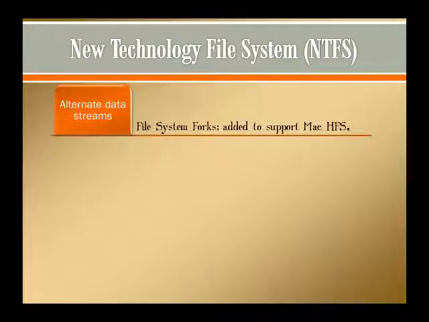So for the next one, we're going to talk about alternate data streams. This is also known as file system forks. Now, it was added to support Mac hierarchical file system. And what it is that you have one file that's unnamed that stores the byte data, and another named stream that stores the formatting, thumbnails, all the other information. This is also very convenient for hackers.